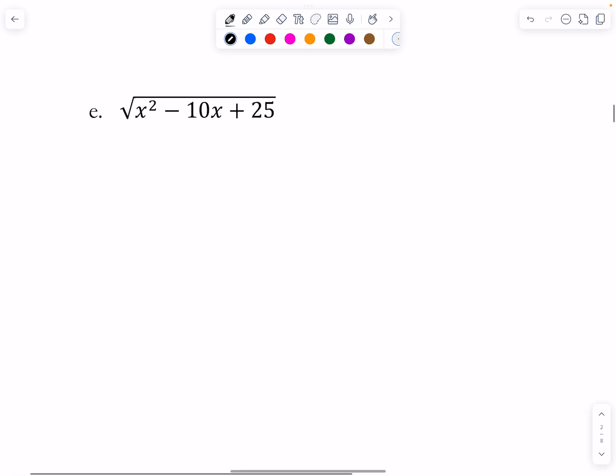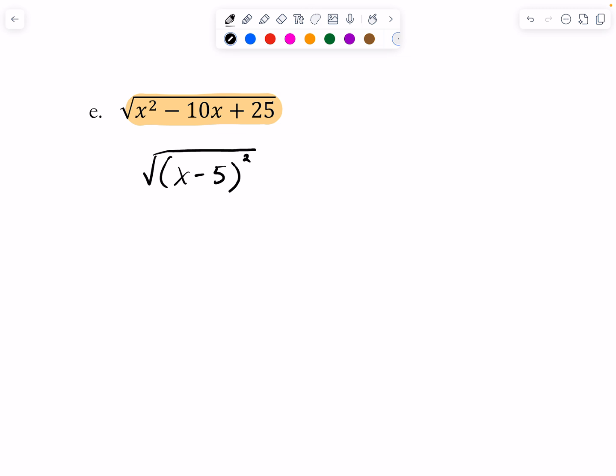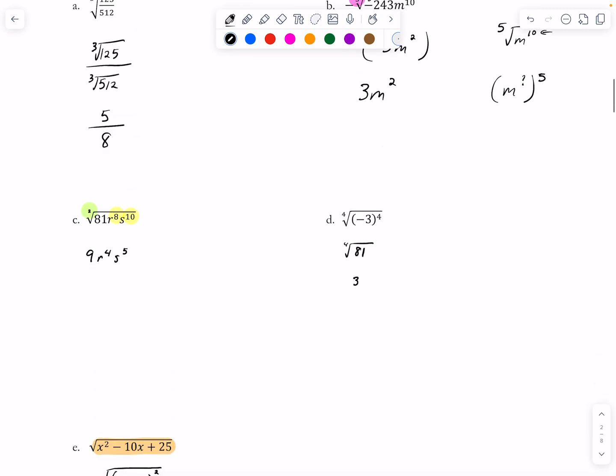All right, this last one, inside here, this radicand, is called a perfect square trinomial that factors as x minus 5 squared. So if I take the square root of something squared, we've had this happen before in our units, those are inverse operations of each other. That's going to leave me with just x minus 5, all of that to the first power. So that's it for those first five there.